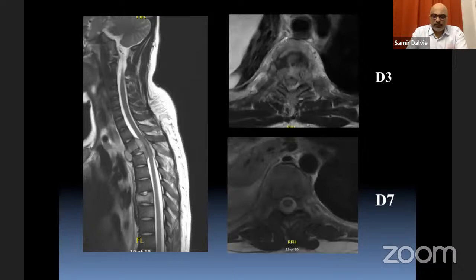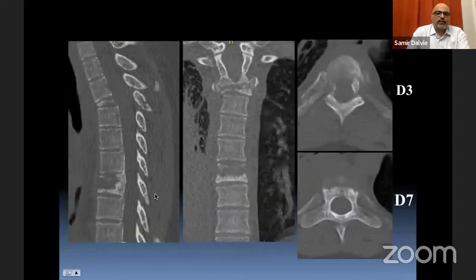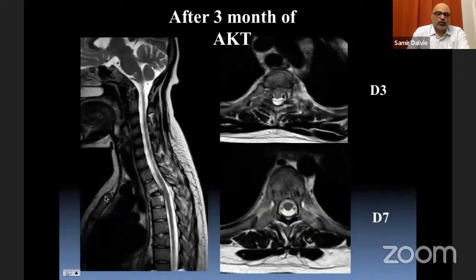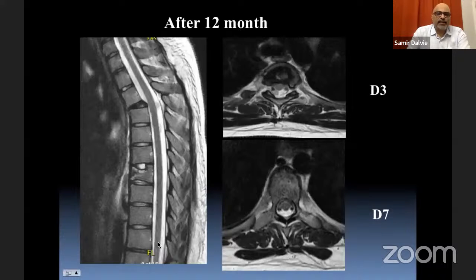We have seen this case earlier, unfortunately, because these are very different presentations which I've added. But again, if you can see, this is what it looks like, a 2-level lesion. And in the CT, there's actually destruction. So somebody may say that, okay, there's a collapse and cord compression, and here there is a cavity, so this patient needs to have surgery. So this may be the thought. But you can see even in 3 months of AKT, the entire cord compression has gone and this cavity has started filling up. And after 12 months of AKT, this patient has completely healed.